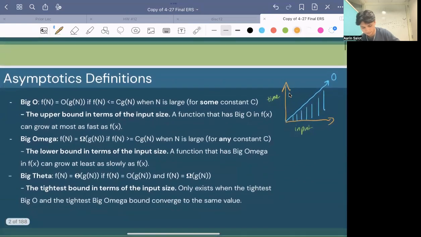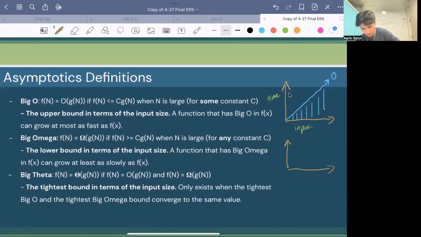Just to complete the graphs, I'll draw one more over here for big O. Oh, big omega, my bad. So that is going to be a lower bound.